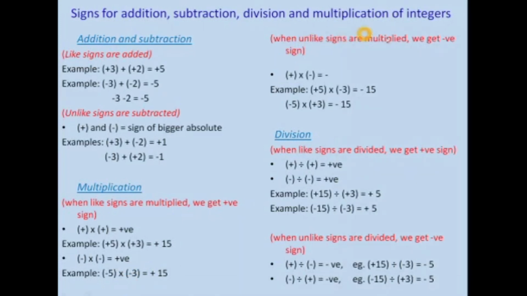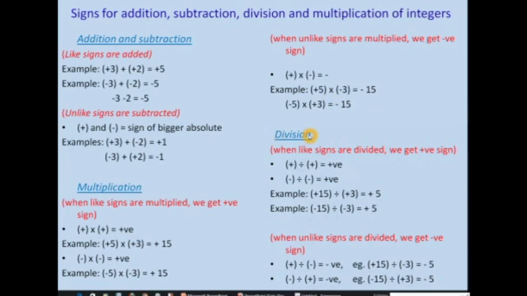When unlike signs are multiplied, we get a negative sign. Unlike signs means one is plus and one is minus. When plus and minus are multiplied, we always get a negative sign. Example, +5 and -3 are multiplied, plus and minus multiply, we get minus. 5 3s are 15, so -15. Here also, -5 and +3 are multiplied, minus and plus are multiplied, and we get -15.